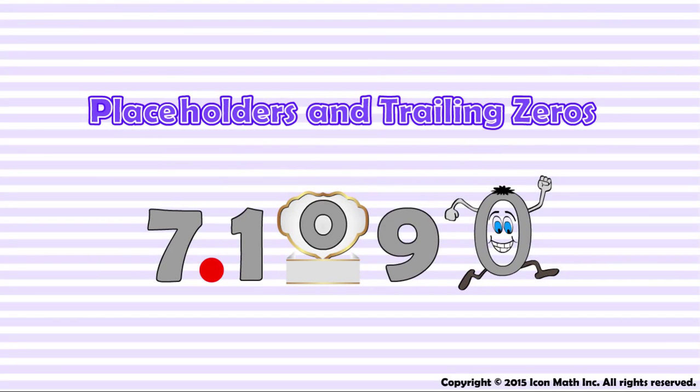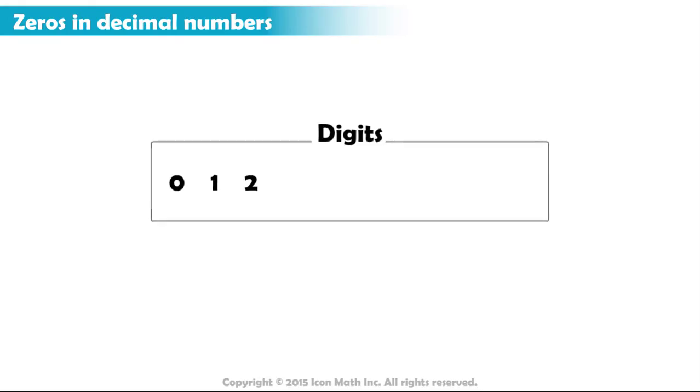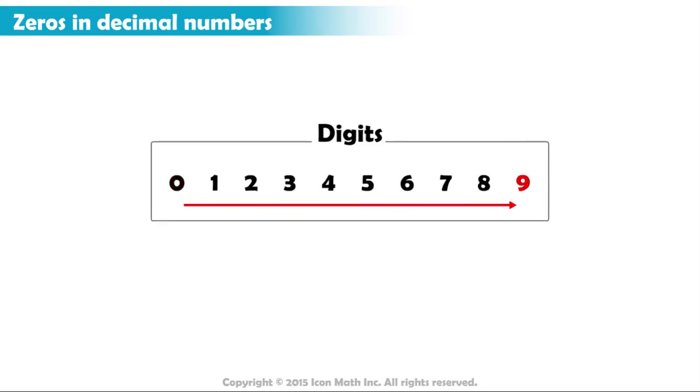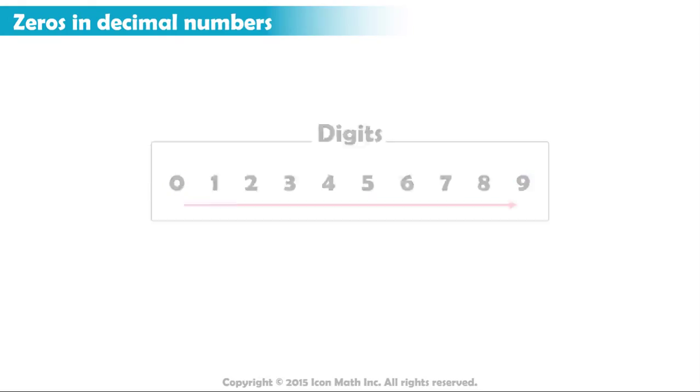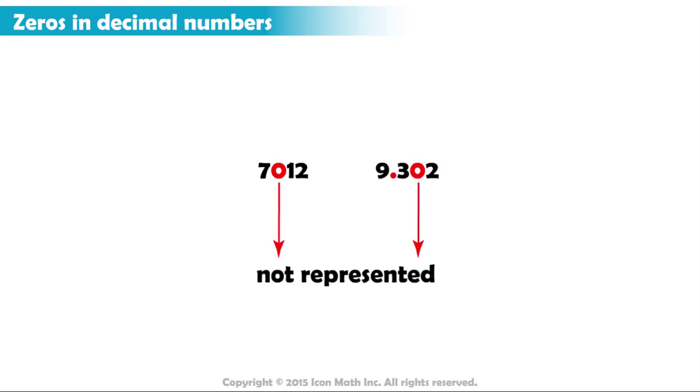Placeholders, and trailing zeros. A decimal can take any digit between 0 and 9. As with whole numbers, a 0 in a decimal place means that this place value is not represented.